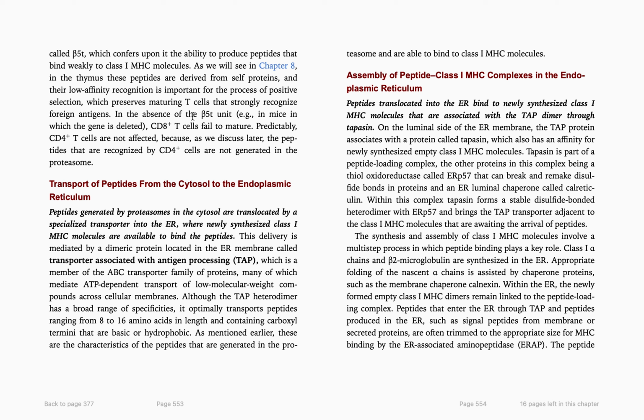In the absence of the beta 5t subunit, e.g. in mice in which the gene is deleted, the CD8 T cells fail to mature. Predictably, CD4 cells are not affected because, as we will see later, the peptides that are recognized by CD4 cells are not generated in the proteasomes.